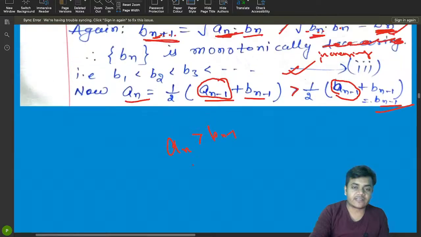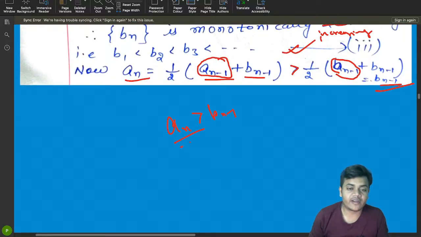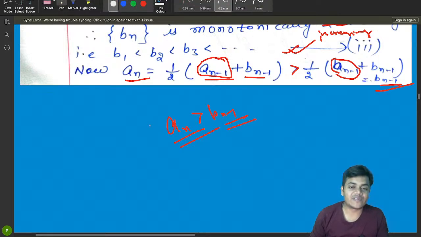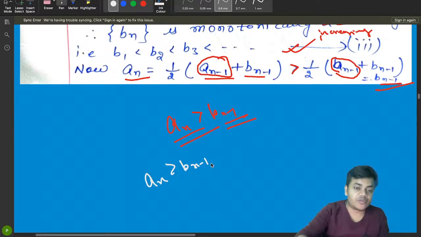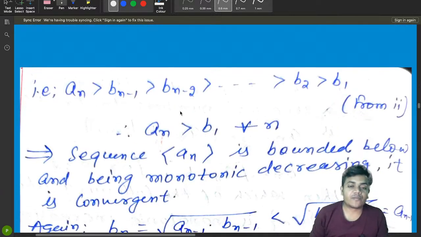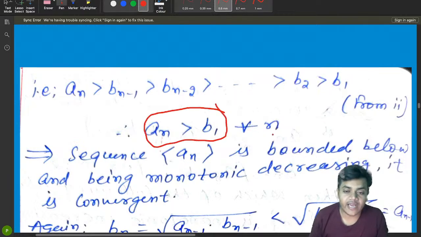In the same fashion, if we move ahead, finally we can see, it's very interesting, an is strictly greater than b(n-1). Yes, this is the thing over here. If we put n equals 2, then a2 is greater than b1. If we put n equals 3, then a3 is greater than b2. By doing so, it is quite clear that an is strictly greater than b1 for all n.